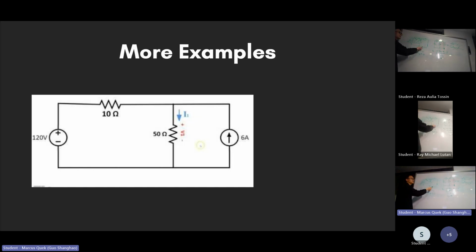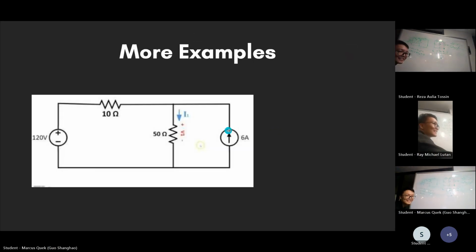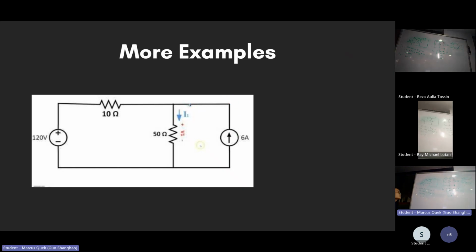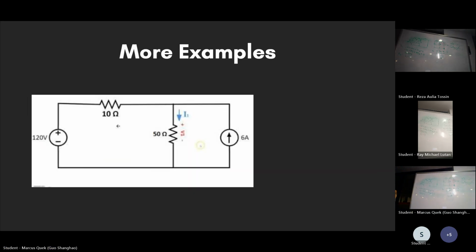And you know the current here, which is 6 amps. Whenever you're doing this sort of circuit, you always label everything first, and then you can solve individually. That's all. Does anyone have any questions?